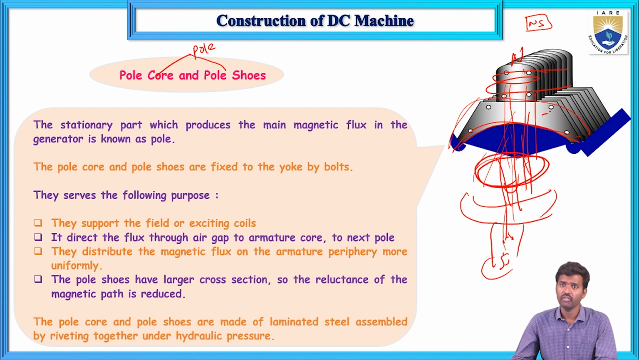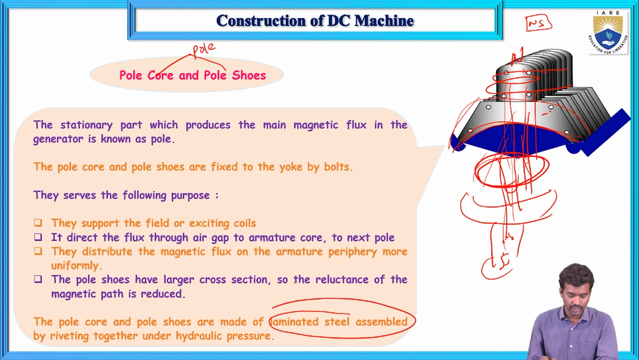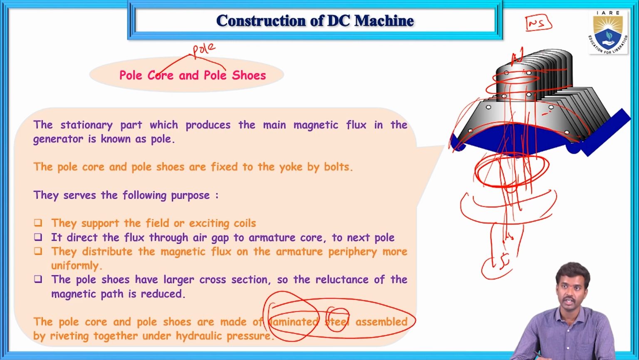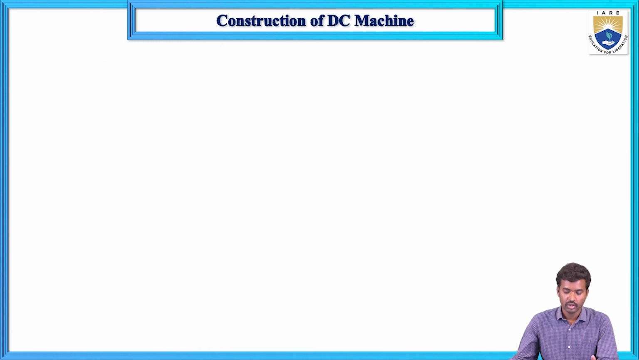Now, what are the materials? Materials are, we are using steel material here. Steel material we are using to reduce the eddy current losses and to reduce the hysteresis losses. We are using silicon steel material, and to reduce the eddy current losses we are constructing the pole core with laminated construction. Next, pole field winding, that means the exciting coil.